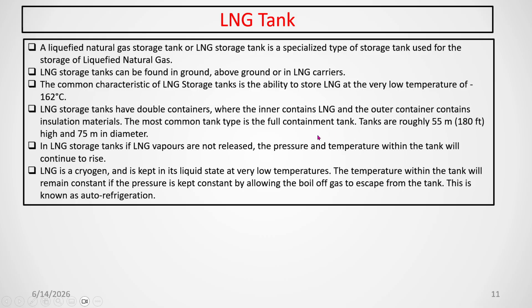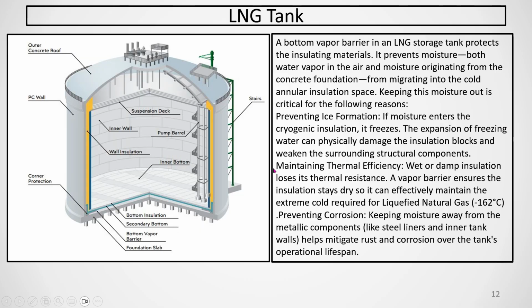In between these two tanks, the insulation will be there, which will maintain the temperature. The inner tank is the one that comes in contact with the LNG. In between the outer shell and the inner shell, insulation material is used. That's why the LNG can be kept in a liquid state, that is minus 162 degrees centigrade.